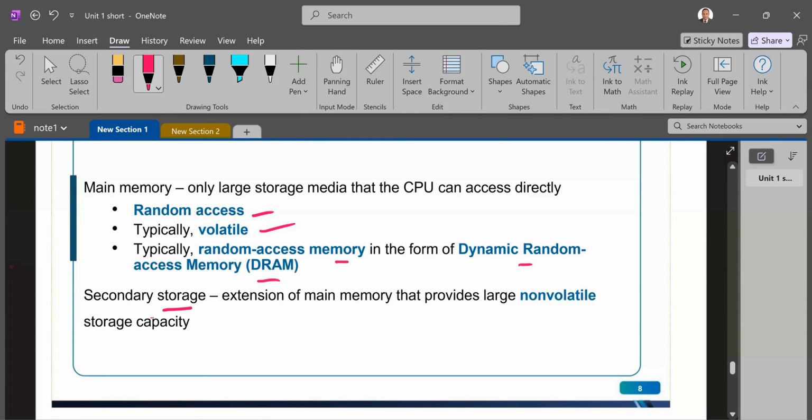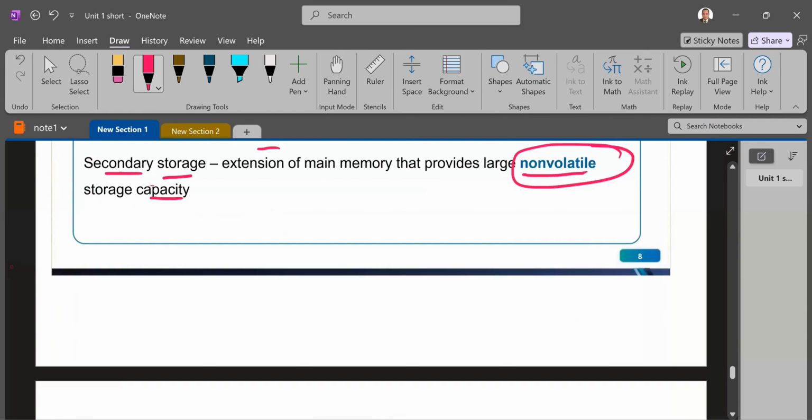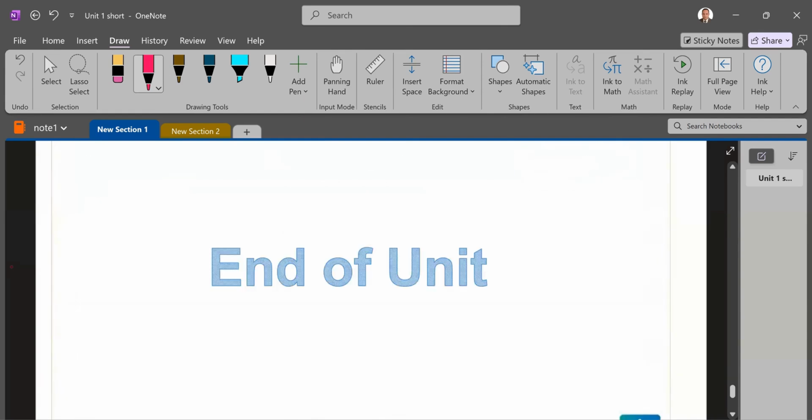Secondary storage is an extension of main memory, large and non-volatile.